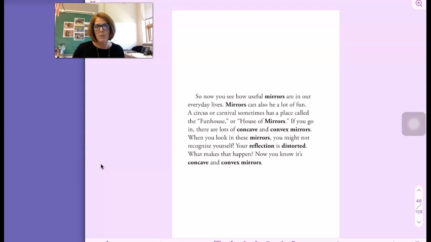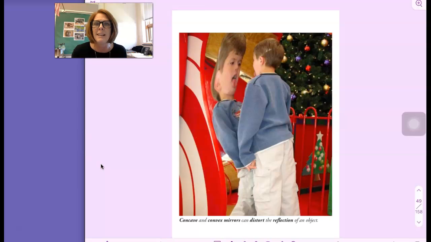Have you ever been in one of those fun houses? Oh, they are scary to me. I can never find my way out. So there you can see one of the types of mirrors that you might find in a fun house.